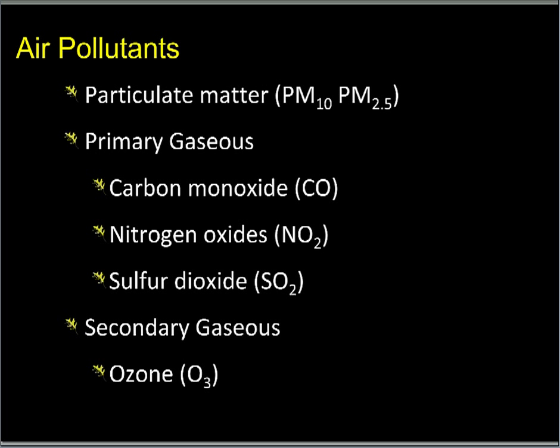So just briefly to review for those that couldn't hear me, the main types of pollutants are particulate matter, which are particles in the atmosphere, particles less than 10 microns or 2.5 microns. We have primary gases that are directly emitted from the source: carbon monoxide, nitrogen oxide, sulfur dioxide. And then we have secondary gases that are not emitted by any one source, but are formed through chemical reactions.